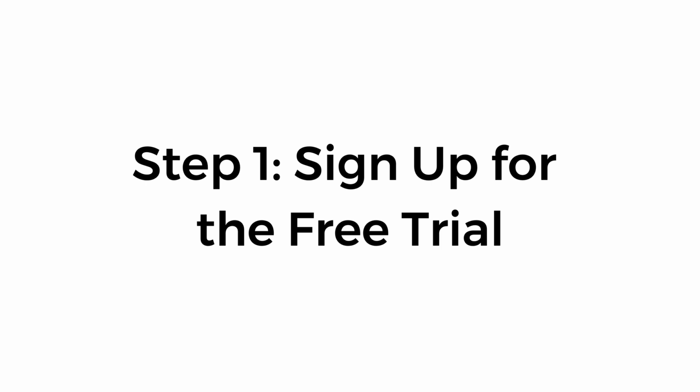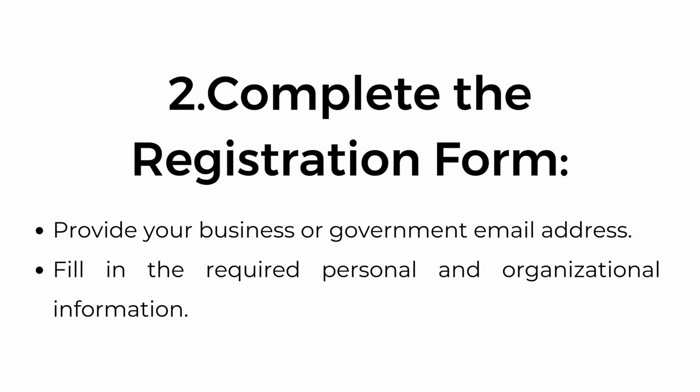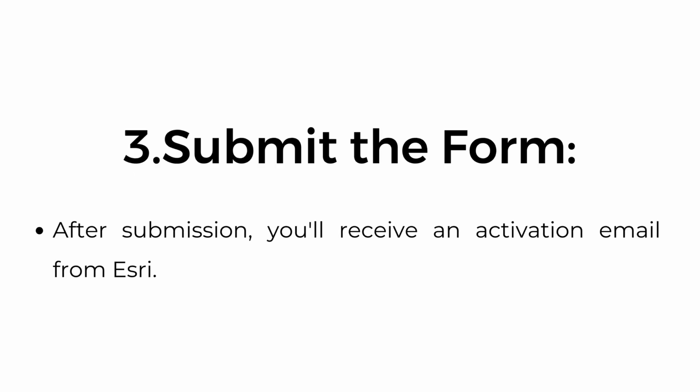Step 1. Sign up for the free trial. Visit the ArcGIS Pro trial page. Navigate to the official Esri website and locate the ArcGIS Pro trial section. Complete the registration form, provide your business or government email address. Fill in the required personal and organizational information. Submit the form. After submission, you'll receive an activation email from Esri.